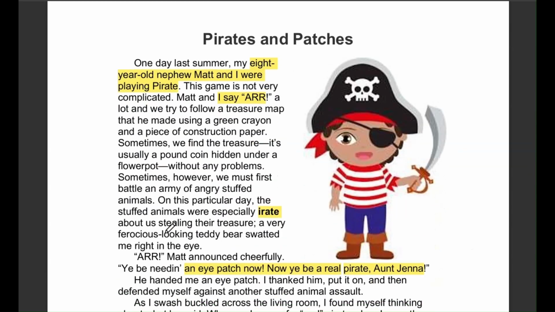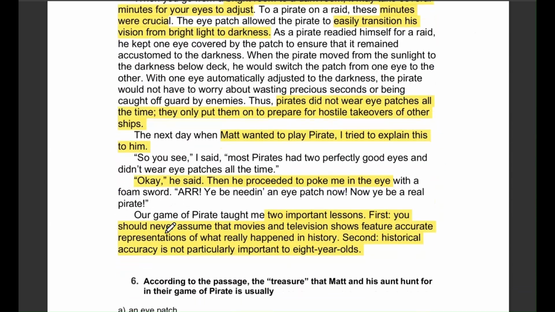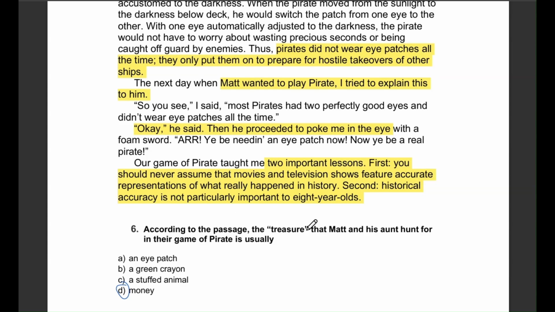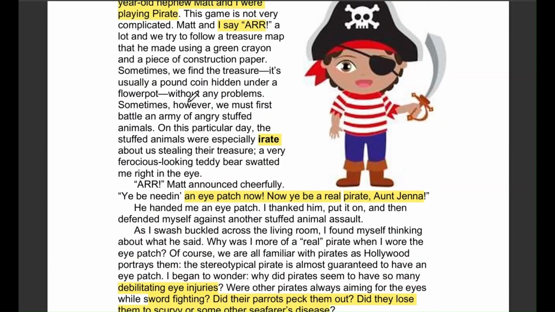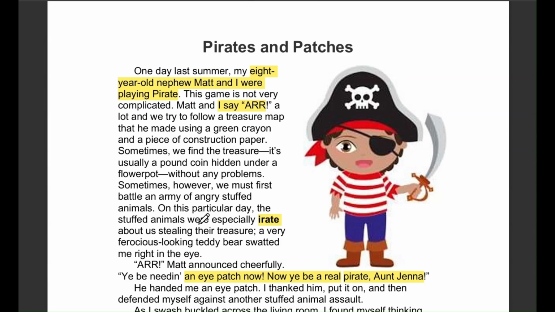Alright, let's continue. Question 6. According to the passage, the treasure that Matt and his aunt hunt for in their game of pirate is usually what? The multiple choice answers are A. An eye patch, B. A green crayon, C. A stuffed animal, or D. Money. The correct answer is D. Money. In the passage, it says they often find a pound coin hidden under a flower pot. A pound coin is money, so that's their treasure.